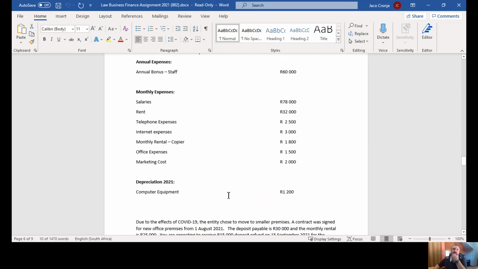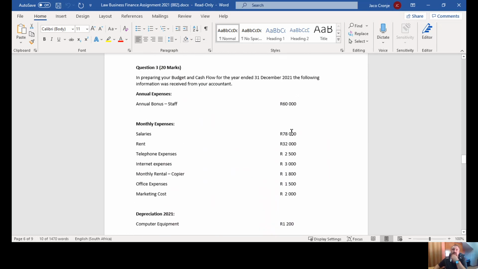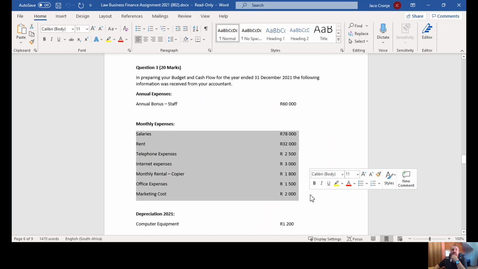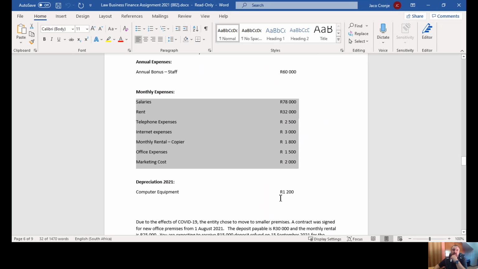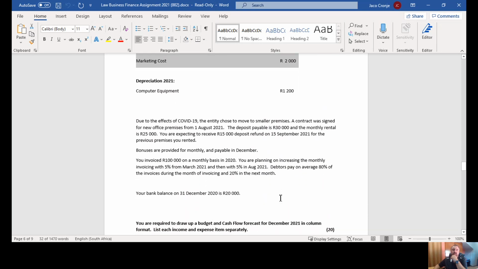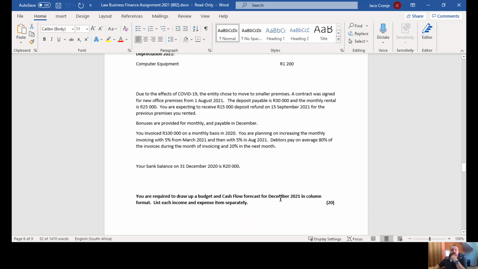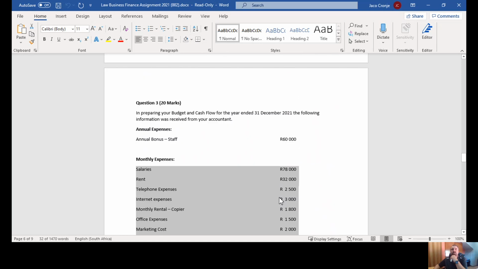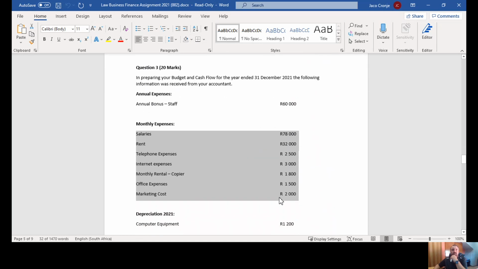Okay, so they did not say anything about any of these expenses, these ones here, being paid either in advance or in arrears. So, in my opinion, for both your cash flow and for your budget, these items can all be shown in the month. The expense and the cash flow can be shown in the same month. So again, this one I think is almost easier than the one that we did in the lecture, so you shouldn't have any problems with this.